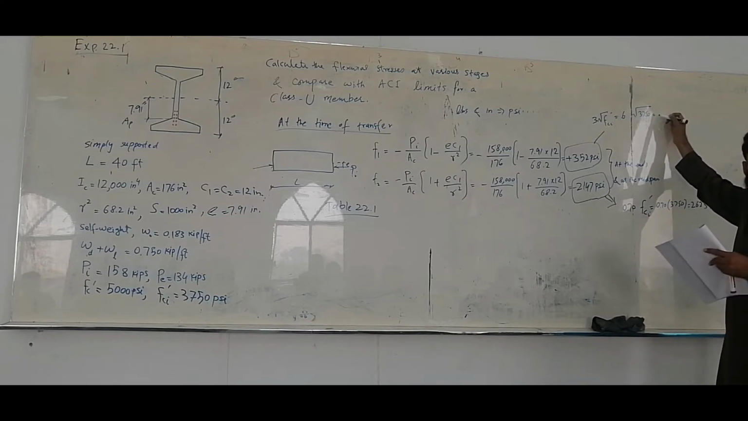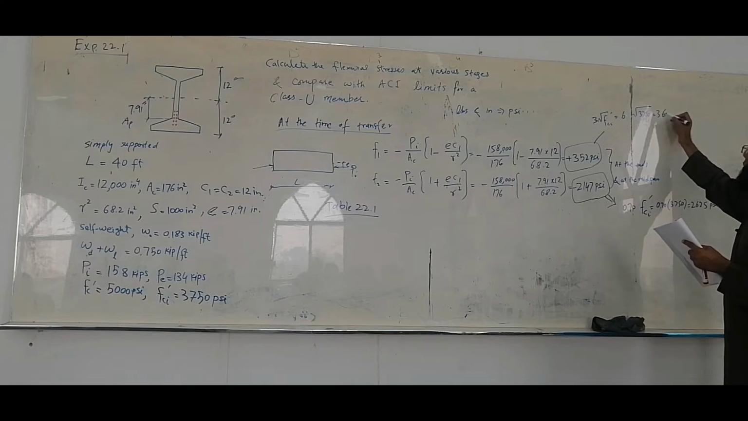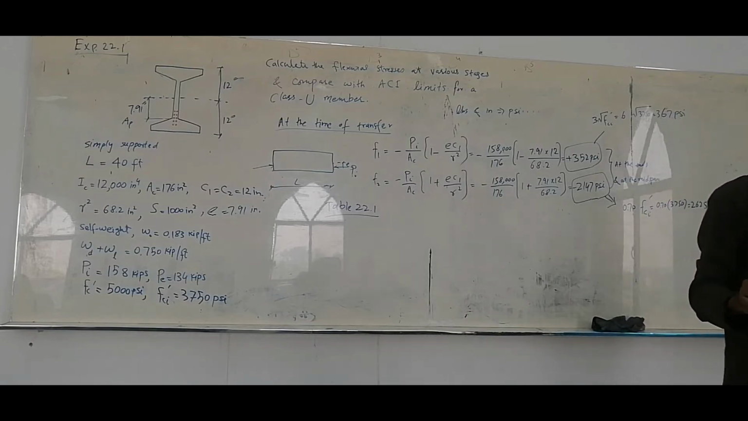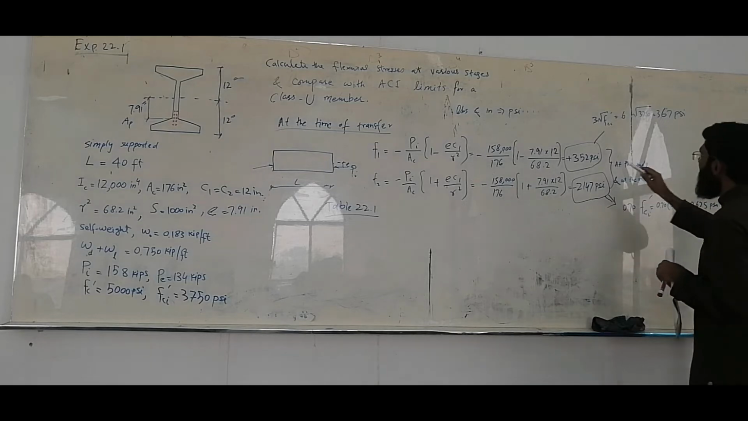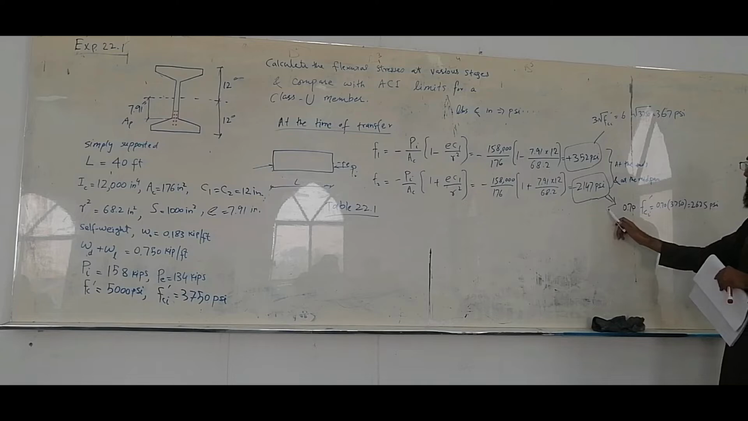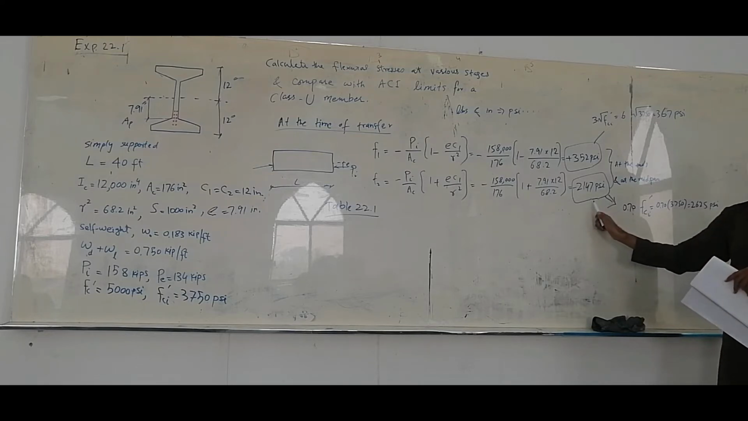how much? 367. 367 psi. So 367 psi is the maximum tensile stress allowed over here, at the ends of a simply supported beam at the time of transfer. Clear? And the maximum compressive allowed was 2625, and right now the compressive stress is minus 2147.